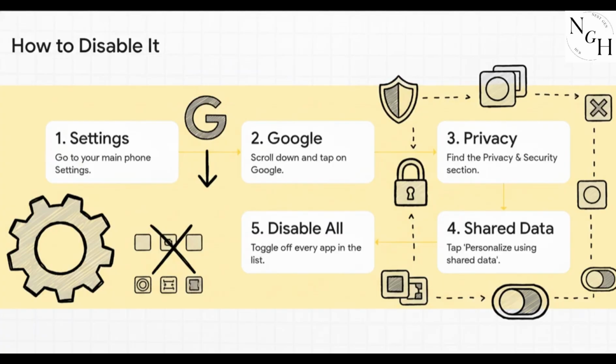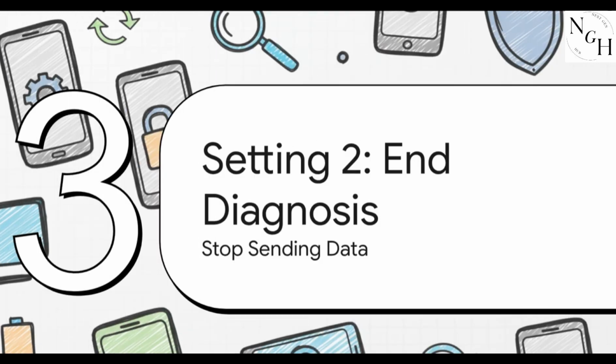Okay, so here's how you turn it off. It's buried a few layers deep in your Google settings, but the key is to get to that Personalize using shared data menu. Once you're in there, you'll see a whole list of apps. Go ahead and toggle every single one of them to off. You'll probably be surprised how many have this permission by default.